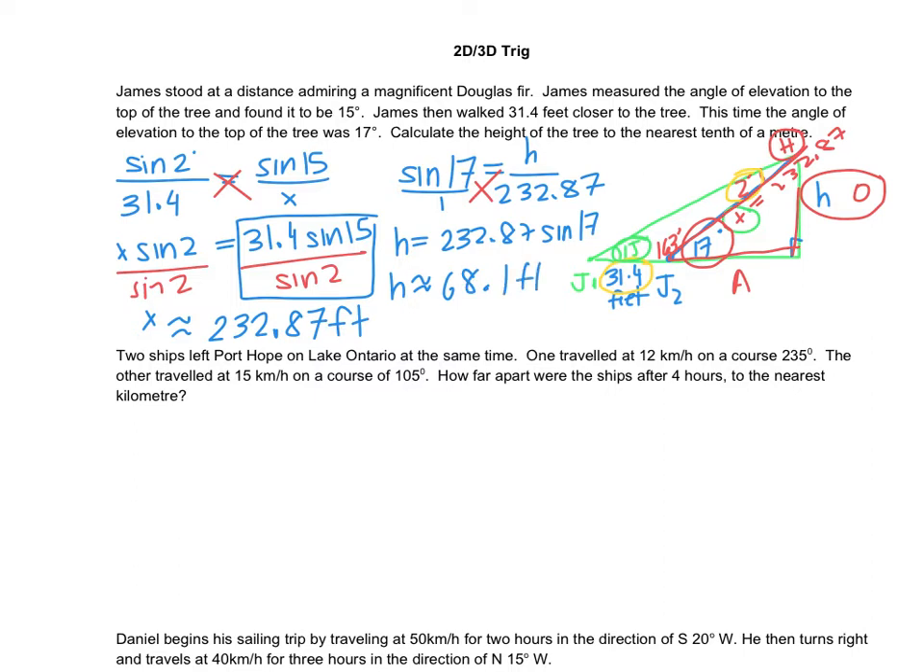And here I will round to the desired number of decimals. And now we can write our therefore statement. Therefore, the tree is 68.1 feet tall. All right, let's try the next one.